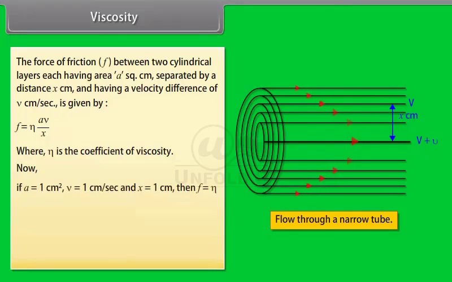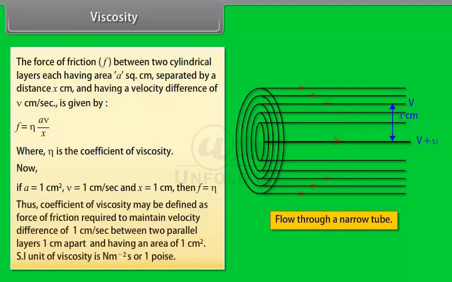Now, if A is equal to 1 centimeter square, nu is equal to 1 centimeter per second and x is equal to 1 centimeter, then F is equal to eta. Thus, the coefficient of viscosity may be defined as the force of friction required to maintain a velocity difference of 1 centimeter per second between two parallel layers 1 centimeter apart and having an area of 1 centimeter square. The SI unit of viscosity is Newton second per meter square, or 1 poise.